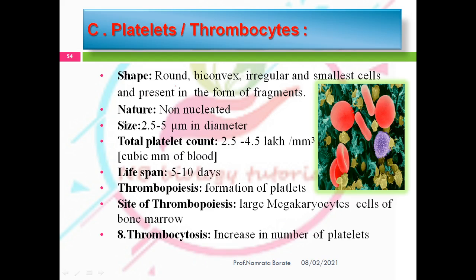The platelet cell is round, biconvex, irregular, the smallest cell, and is present in the form of fragments. It is a non-nucleated cell, meaning RBCs are non-nucleated, WBCs are nucleated, but this platelet cell is again non-nucleated, meaning absence of nucleus. The size of this platelet cell is 2.5 to 5 mm in diameter. The total count of the platelet cell is 2.5 to 4.5 lakhs per mm3.